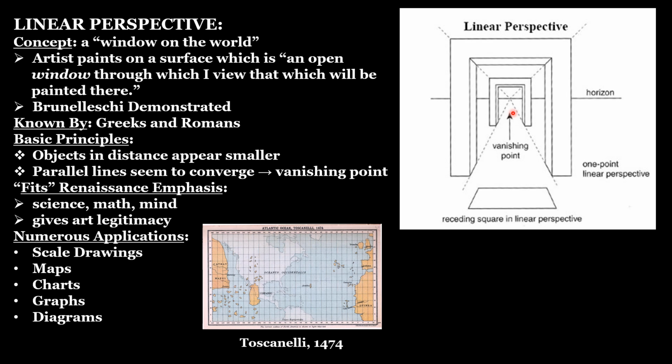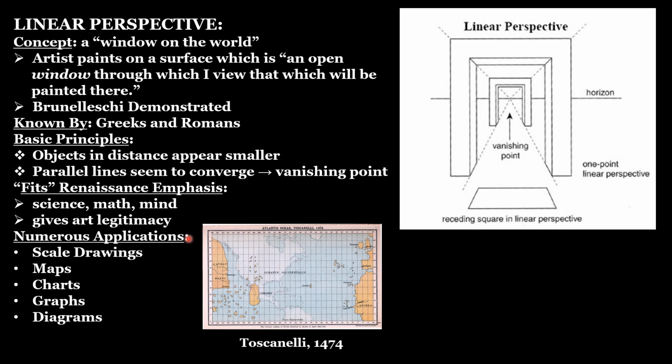That was really the foundation of linear perspective. It fits the Renaissance emphasis on science, math, and the mind. These were the things that were valued, and so now artists felt they had some increased legitimacy because they were using the latest scientific techniques. And so it really gave them some legitimacy as a part of this think tank that was the Renaissance, in terms of science, math, and the use of the intellect.